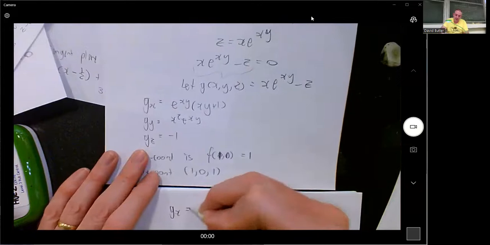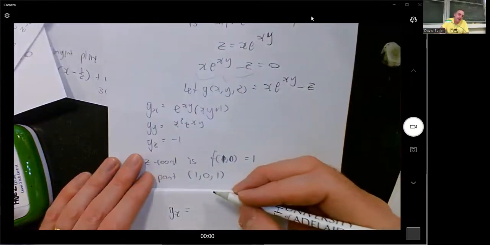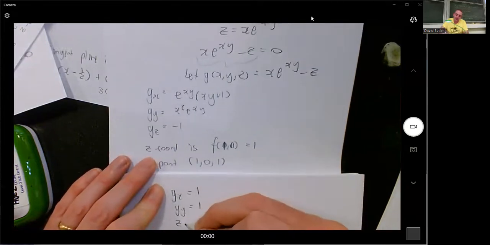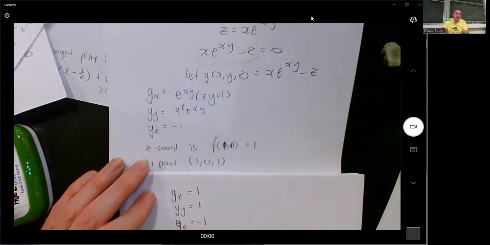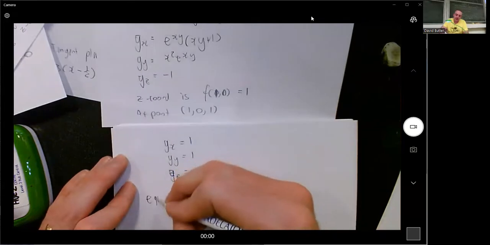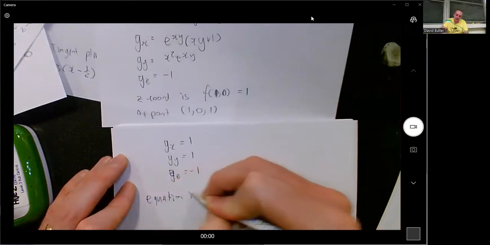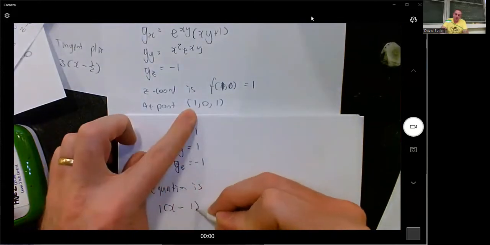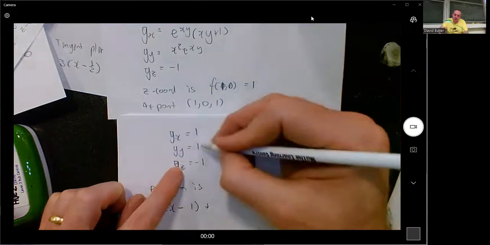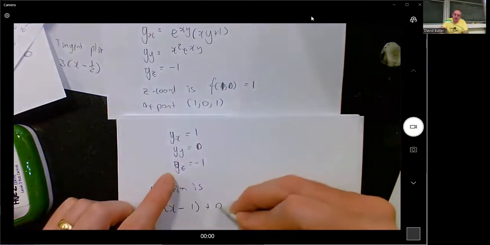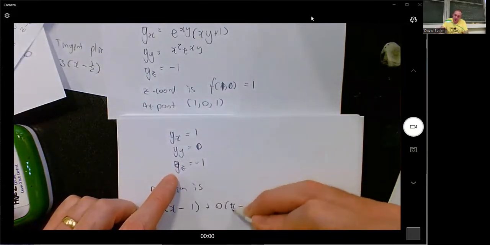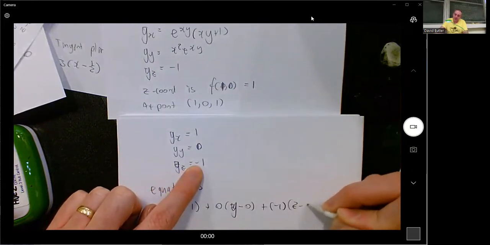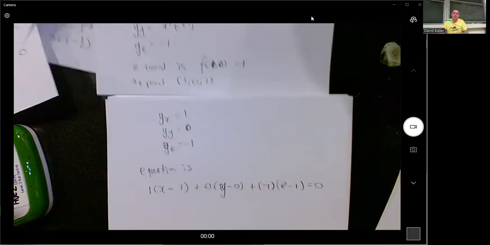G sub x works out to be whatever it works out to be. It came out to be 1. G sub y worked out to be 1. And g sub z, well, it's always -1. And so the plane equation is this number times x minus the matching point, plus this number times y minus the matching point, plus this number times z minus the matching point equals 0.